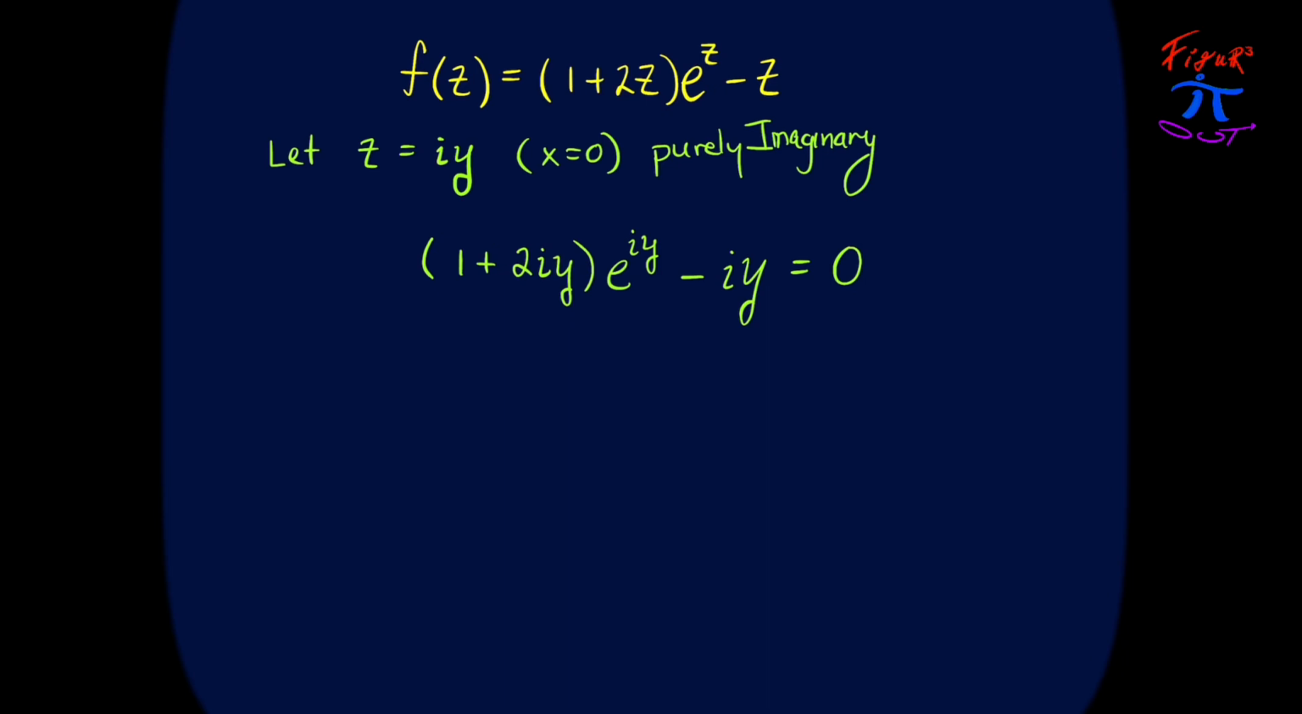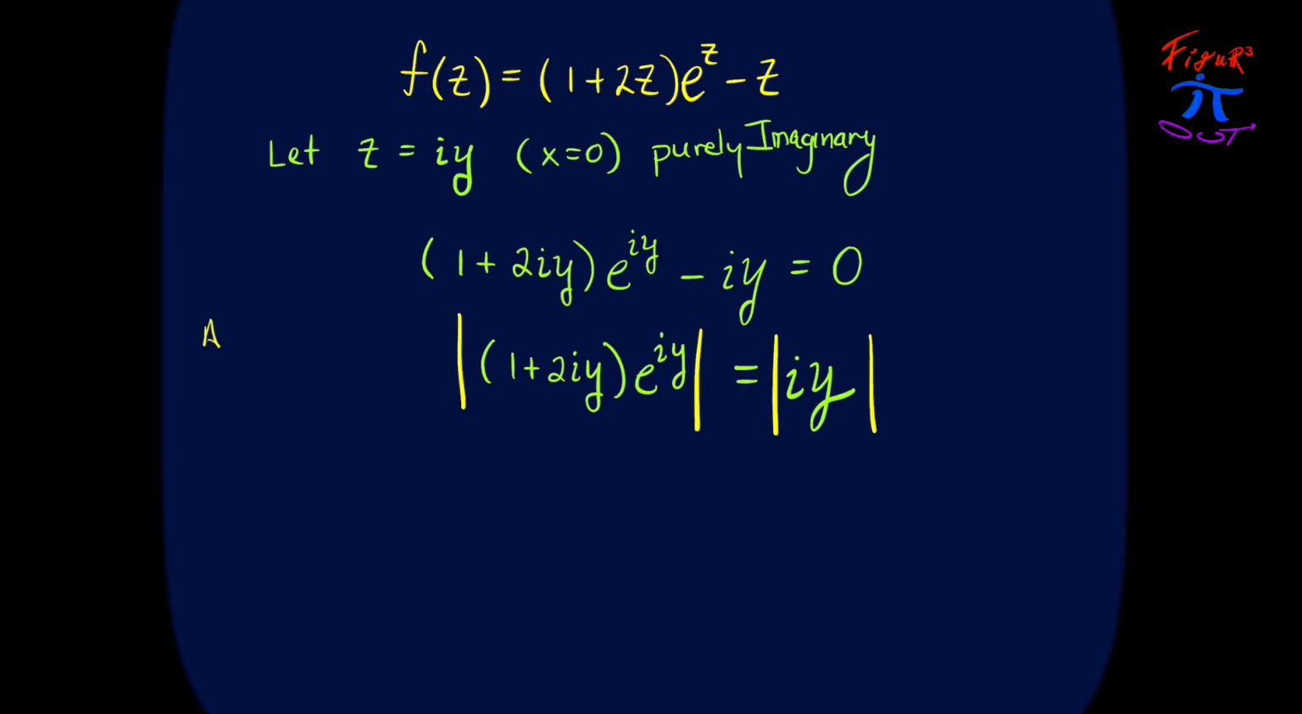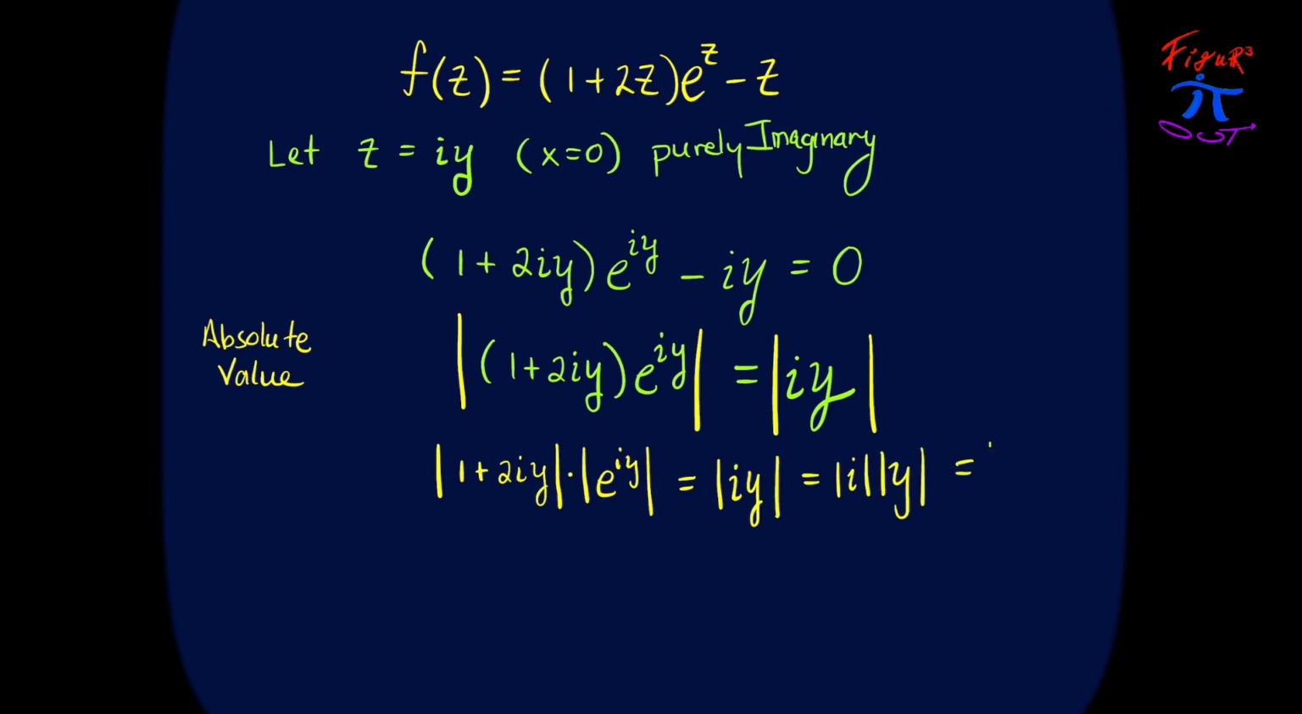Now, making this equation look a little nicer, we can bring the iy to the other side of the equation. And now we'll employ some absolute value approximations here. Absolute values are a critical tool in analysis. Now we can split the left-hand side into the product of two absolute values, and the right-hand side can also be split into the product of two absolute values.